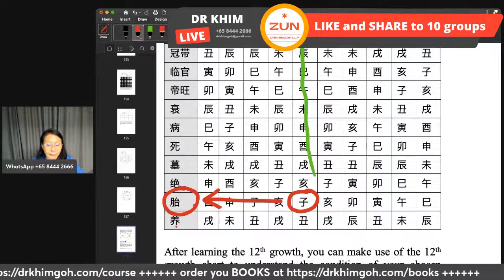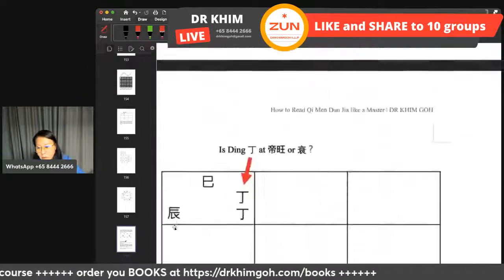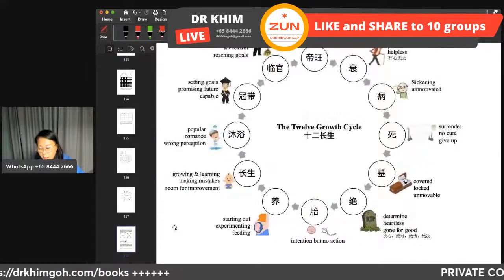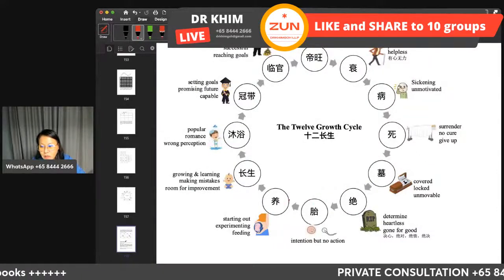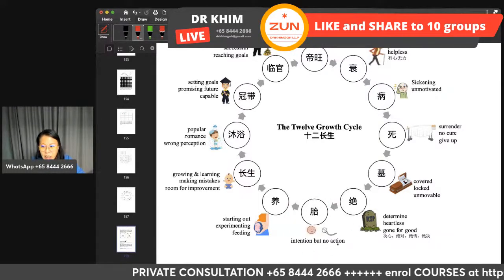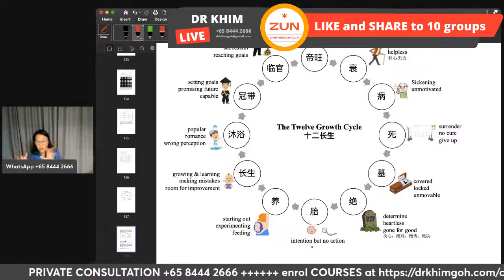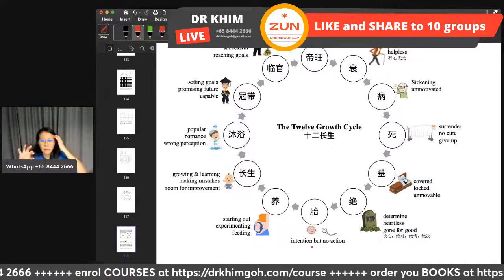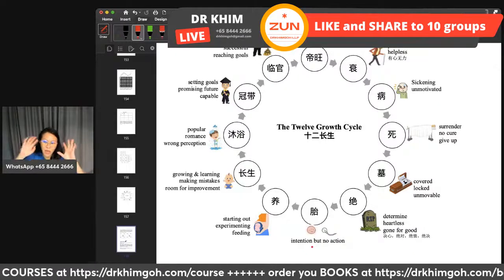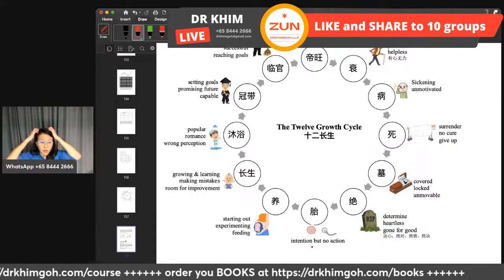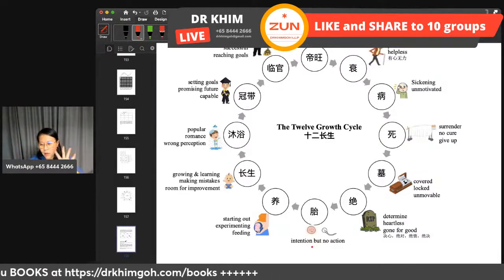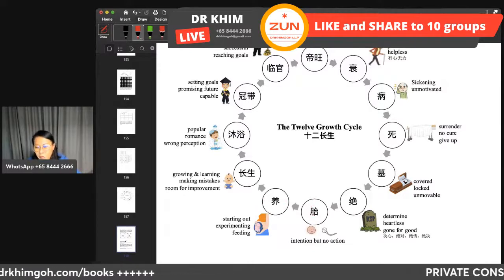Tai means what? Check this, check this on net. Intention but no action means probably got some cash, probably got some money, but haven't touched the money yet. There's some money standing by there, not a lot. Have probably enough to pay deposit or what, lah. Not paid full cash, have some money, not pay full cash, okay. So, intention, but no action.